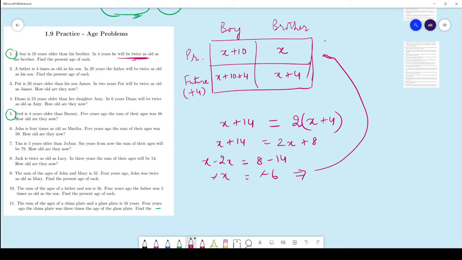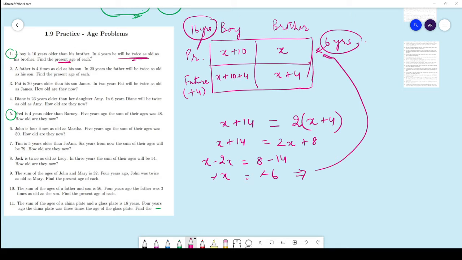So the present age of the brother is 6 years, and this boy, we can see that he was 10 years older. So the boy's age will be x plus 10, that makes it 16 years. Remember, this will be their present age. So this is very simply how we calculate this problem. So it said find the present age.